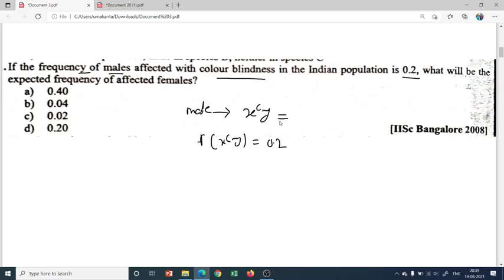It is asking what will be the frequency of affected females. F of XcXc will be what? In the case of male, there is 1 Xc that represents 0.2. So in the case of female, there will be 2 Xc. It will be 0.2 into 0.2, so it will be 0.04. So this will be your answer.